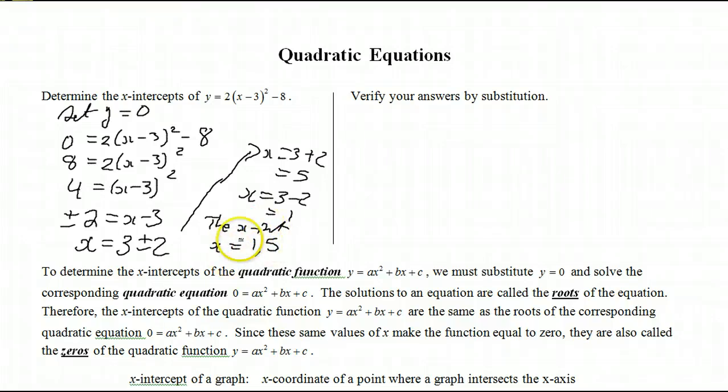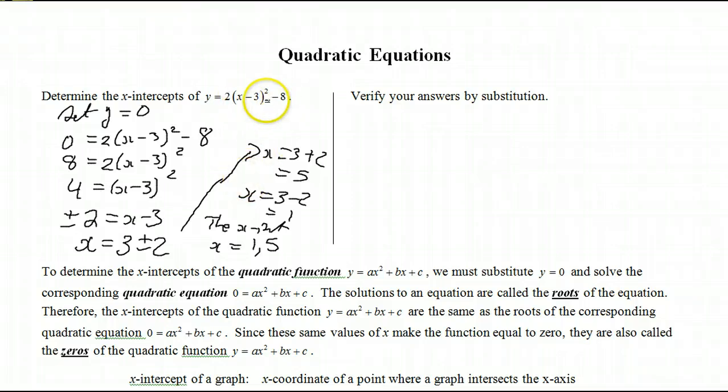I'm not putting parentheses around this. It's not ordered pairs. It's just a list of x-intercepts. Verify your answers by substitution. I'm going to talk you through this. 1 minus 3 is negative 2. Squared is 4, times 2 is 8. Minus 8 is 0. So the y value is 0.